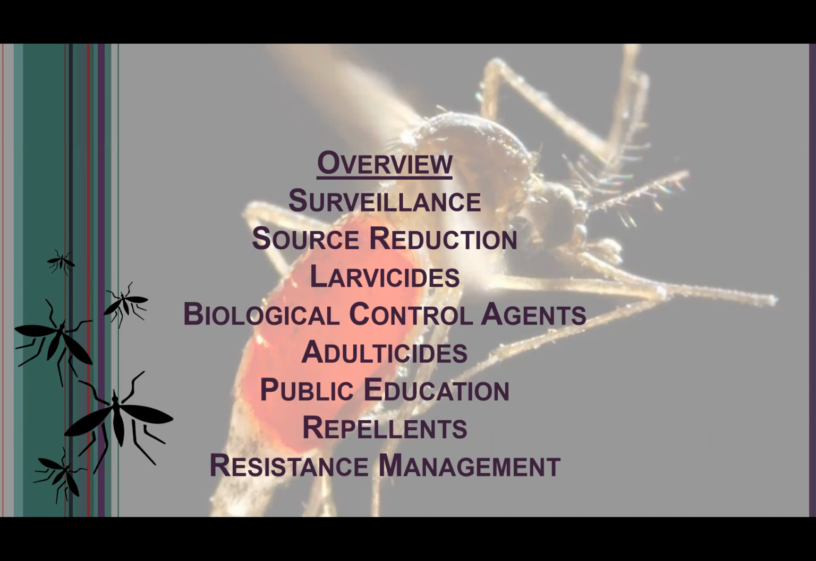In order to do that best in vector control, you need to have surveillance, source reduction, different means of controlling the different stages of the mosquitoes, and then public education, repellents, and resistance management. I don't know if I have too much of those last three in this actual presentation, but if those are something you're interested in, I'd always be glad to answer more questions.